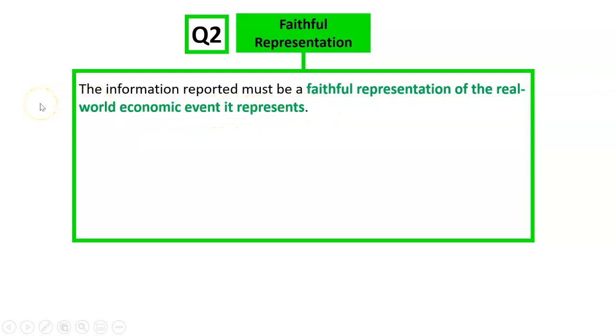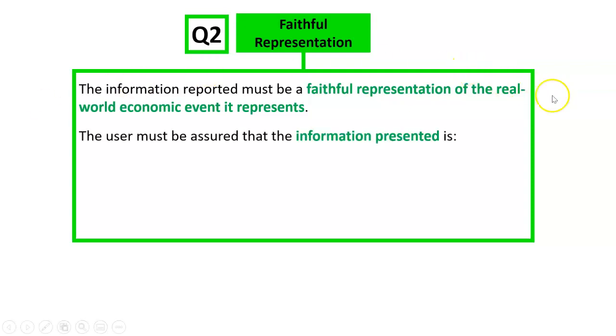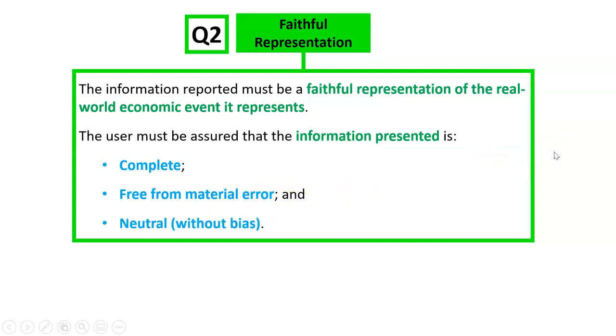I guess what we're saying is what you report has actually got to reflect reality. It can't be made up. It's got to reflect what actually happened. What does that mean? It means that the information you present has got to be complete. So don't exclude things just because they might be bad. It's got to be free from error, so we can't have things that are wrong in there. And lastly, it's got to be neutral without bias.